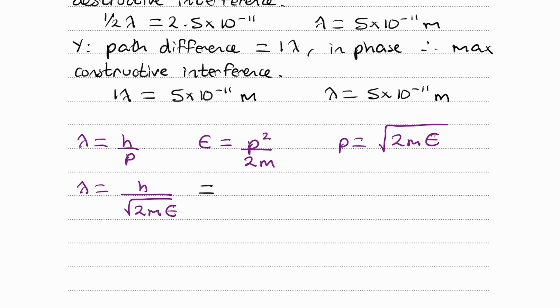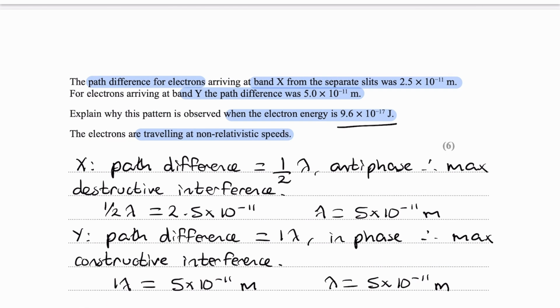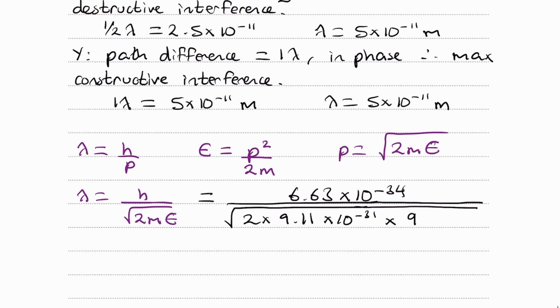So Planck's constant is 6.63 times 10 to the minus 34. And then we're dividing that by the square root of 2 times the mass of an electron, which is 9.11 times 10 to the minus 31, and then timesing that by the kinetic energy, which was 9.6 times 10 to the minus 17. And that ends up giving us 5.013 times 10 to the minus 11.